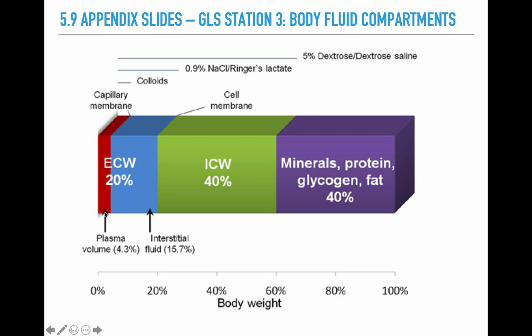And a smaller part is your plasma, which is your intravascular volume. So the fluid that's in your vessels, that's your plasma, and that makes up about 4 to 5% of your total body weight. Now there's two membranes, two barriers. One is the cellular membrane between the ICW and ECW, so that divides the cells from the extracellular water. And then there's also a capillary membrane, which is your vessels, which divides the intravascular compartment and the extravascular compartment.